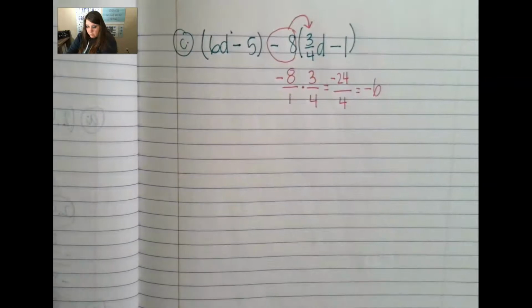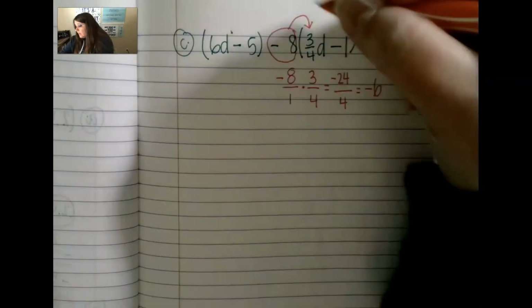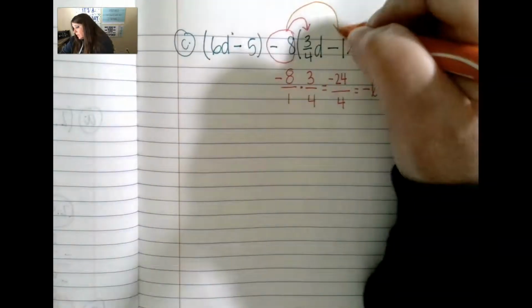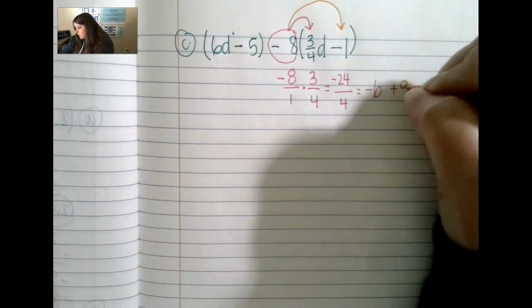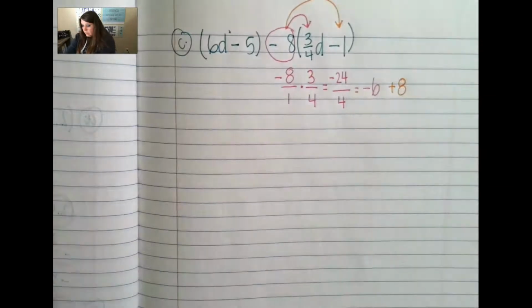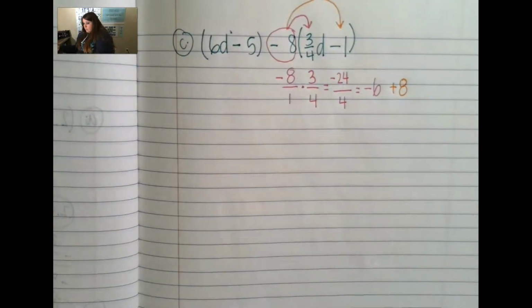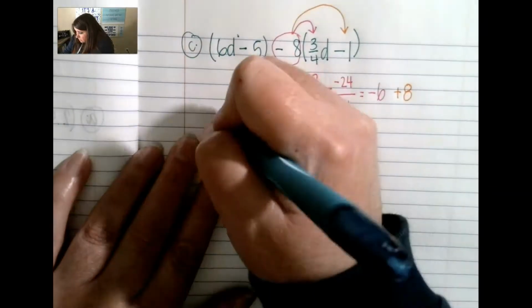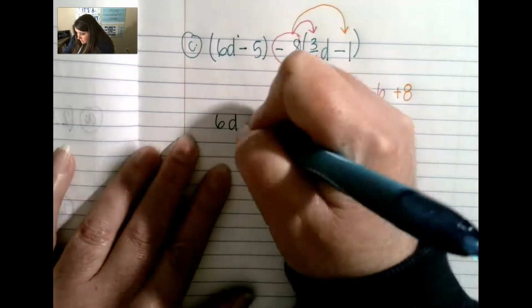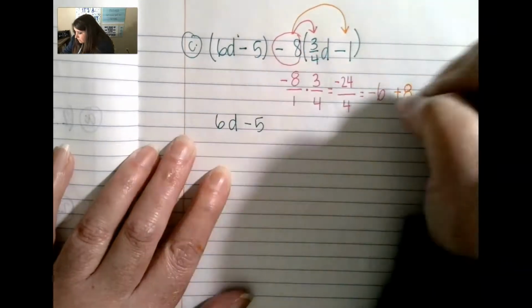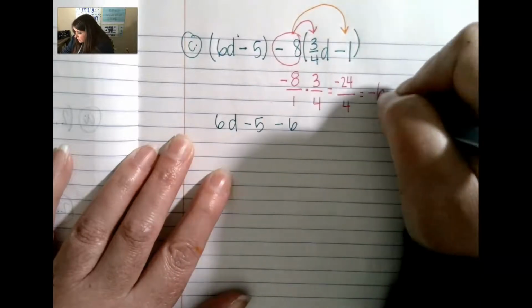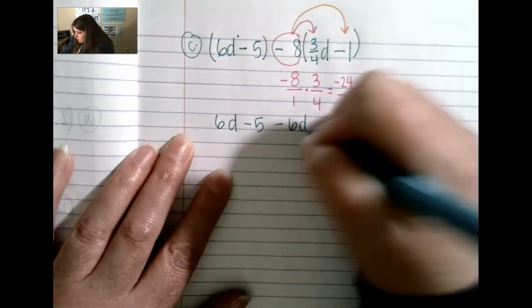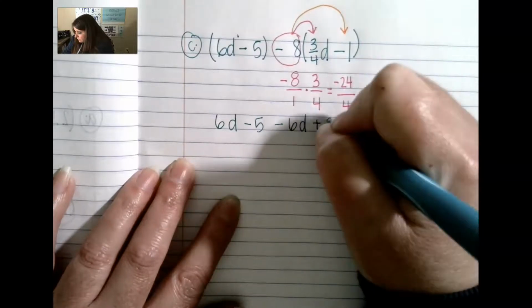Okay, and then the second part of this, I have negative 8 times a negative 1, which is going to give me a positive 8. Okay, let's rewrite our problem so that we know what we're working with. We have 6D minus 5 minus 6D, we forgot our D there, plus 8.